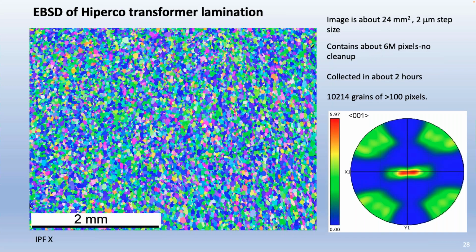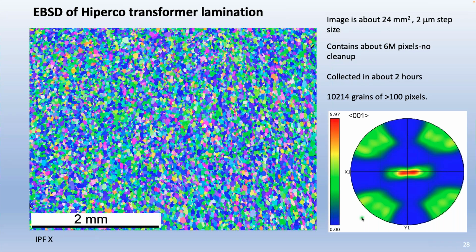So here's the EBSD of the Hyperco transformer laminations. This area is about 24 millimeters squared. I did it at 2 micron step size. It's about 6 million pixels and took about 2 hours to collect. So in this image, there are 10,214 grains of greater than 100 pixels in size.